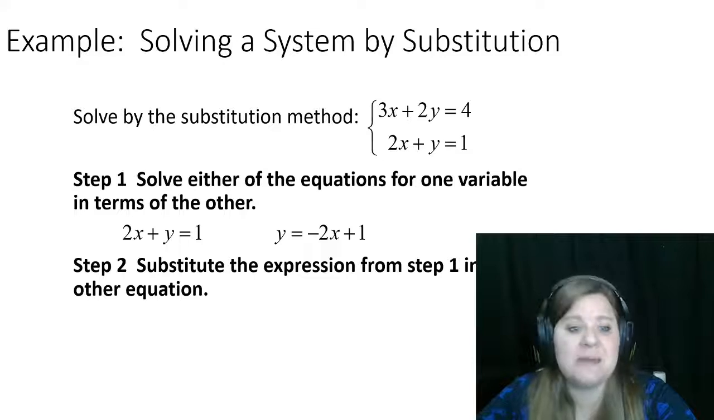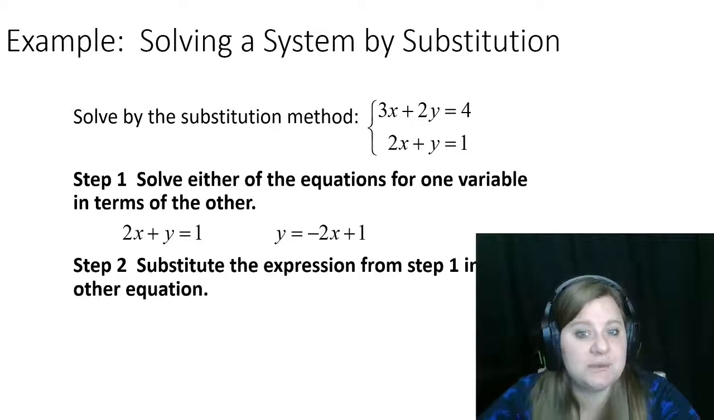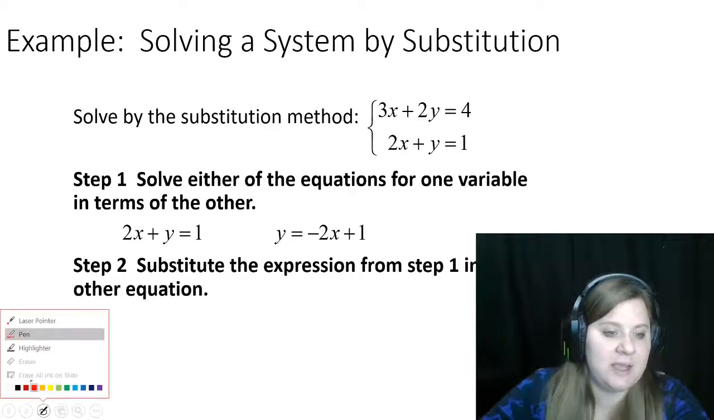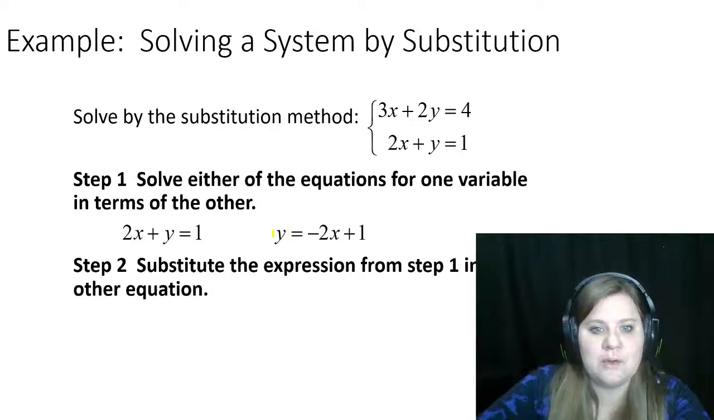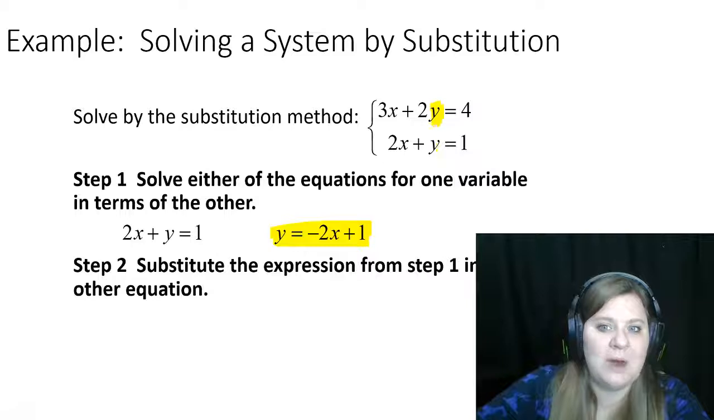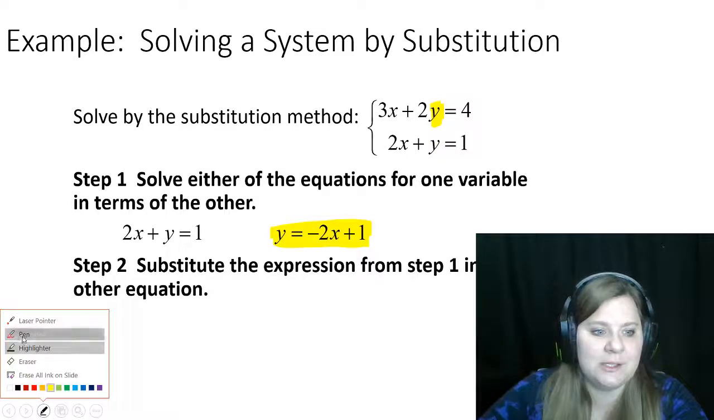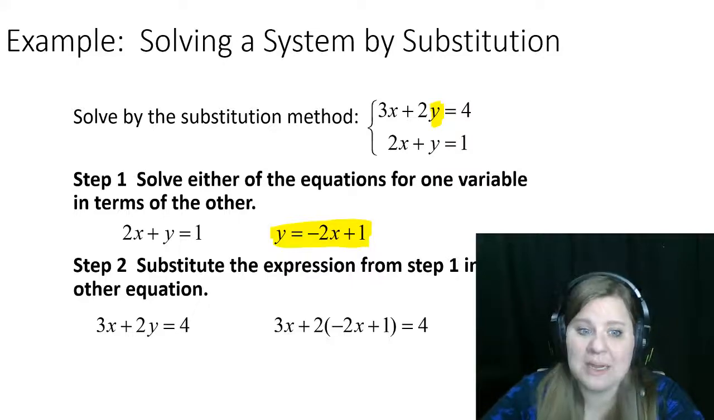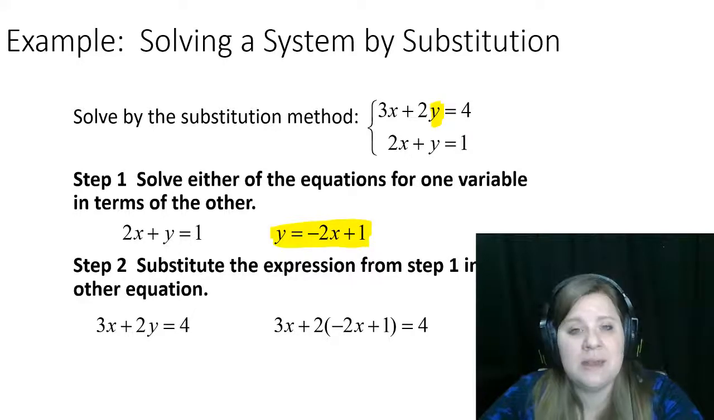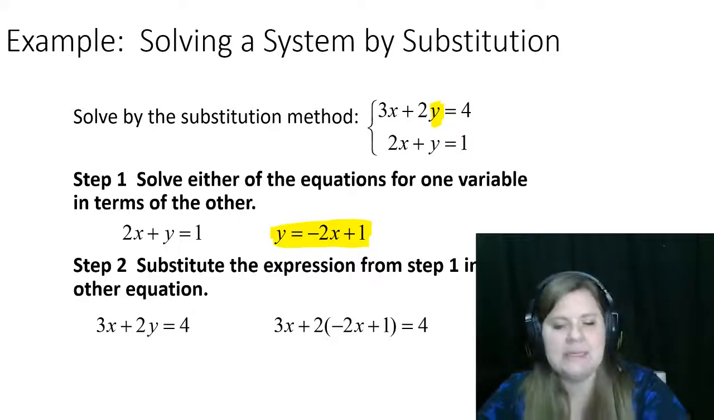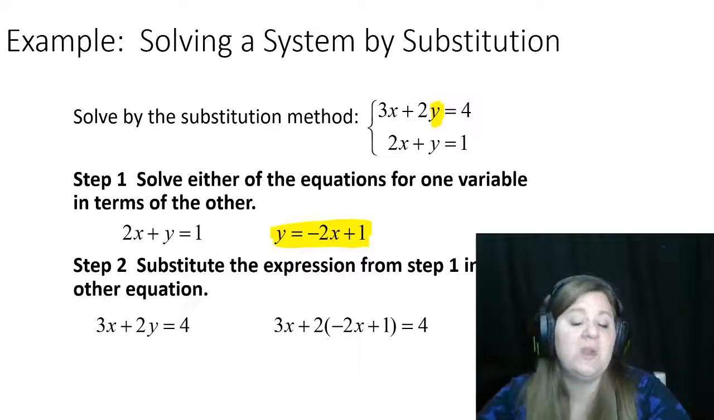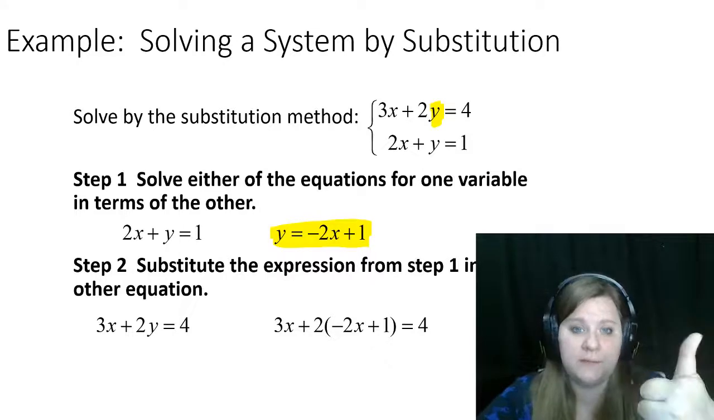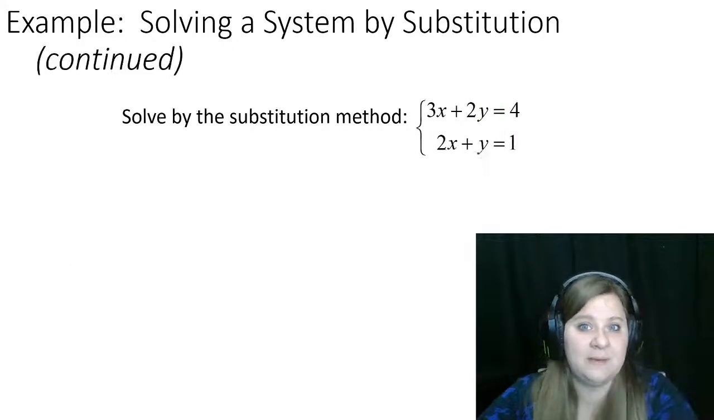So then remember that step 2 says we need to now substitute that expression into the other equation. So I'm going to take negative 2x plus 1 and replace the y in the first equation with that value. So instead of 3x plus 2y, I have 3x plus 2 times (negative 2x plus 1), in parentheses, don't forget the parentheses, equals 4. So I've done my solving for one variable, and I've substituted back in.